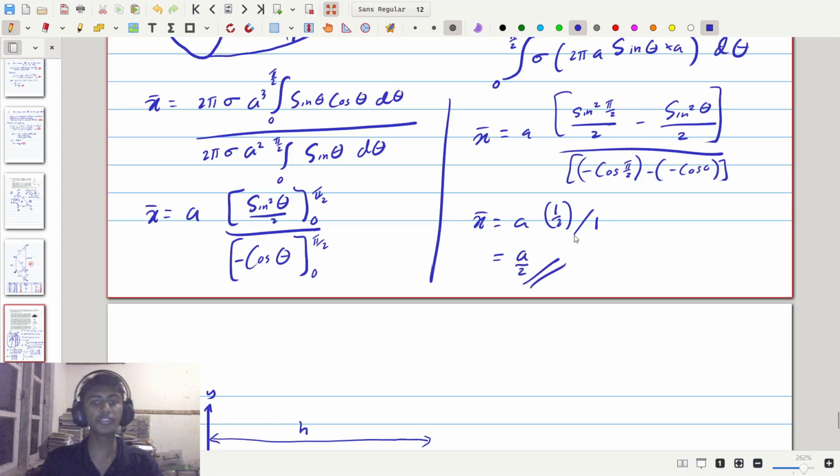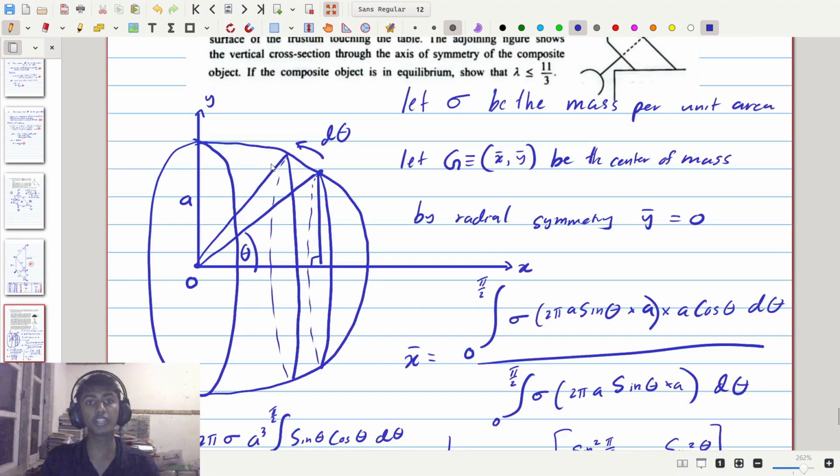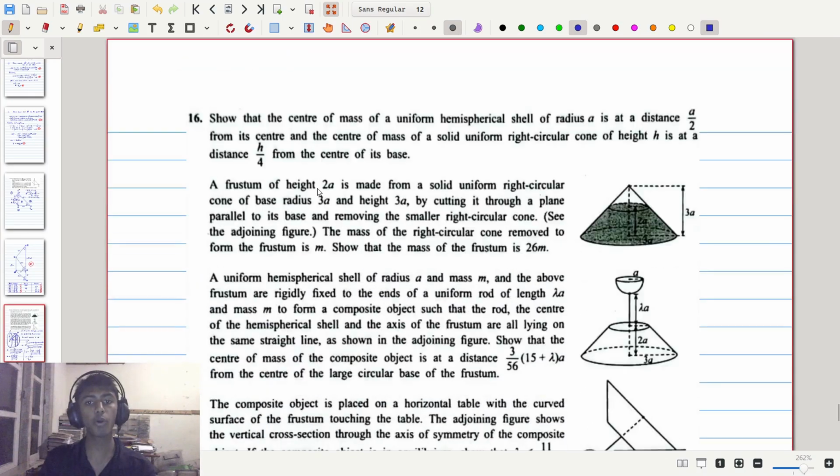So with this we can see that the distance from the origin, or the center of this hemispherical shell here, to the point at which we have the center of mass is a over 2, as was described in the question. So we have solved the first part of the question and found the distance a over 2.